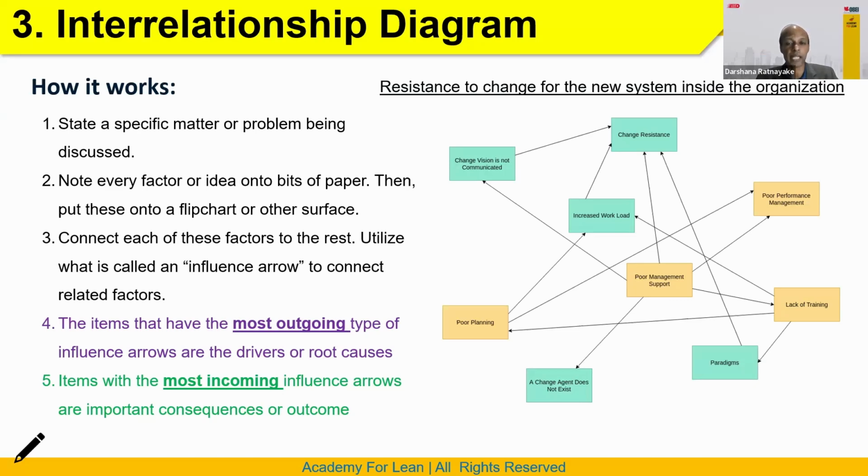The same way, when we do the fishbone, there are 100 factors, but we cannot address all the 100 factors. So we take the major factors we want to address. This is also the same.